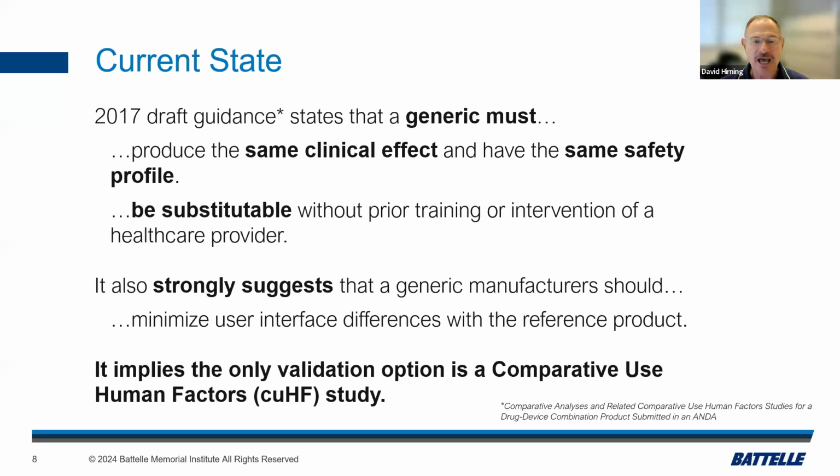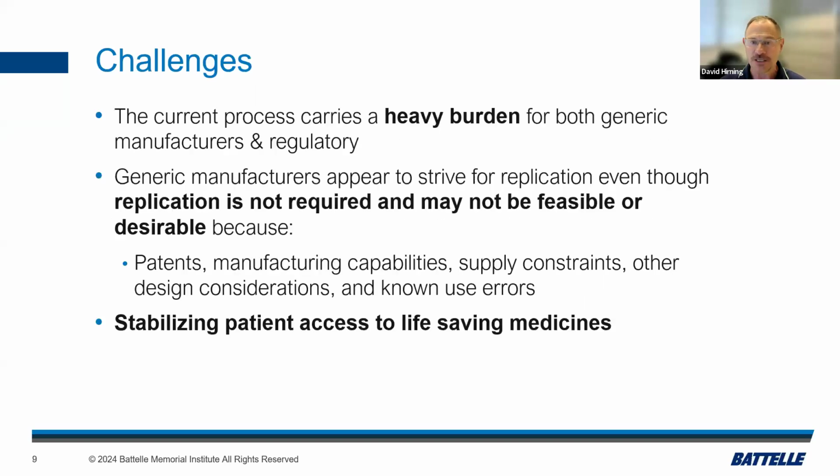It's fascinating how the guidance strongly suggests that generic manufacturers should minimize user interface differences with the reference product. And it also implies that the only validation option is that of a comparative use human factors study. We're going to be looking at these a little bit more shortly. The current process carries a heavy burden for both generic manufacturers and regulatory authorities.